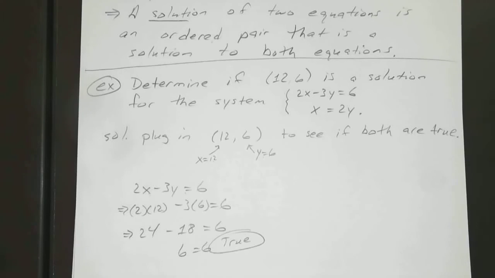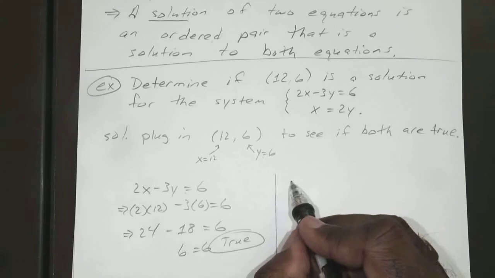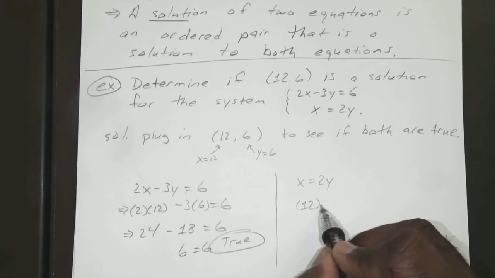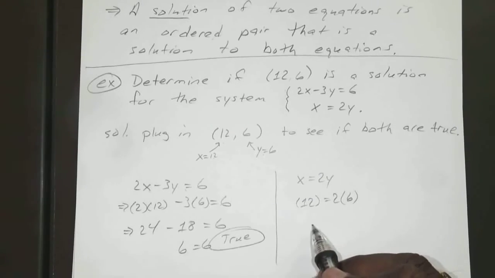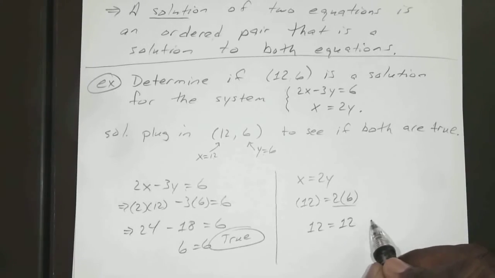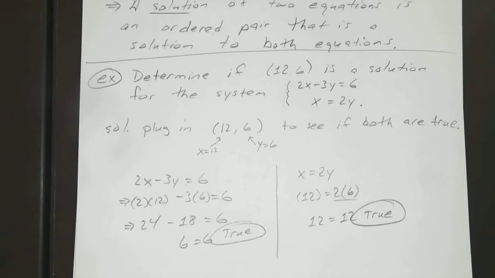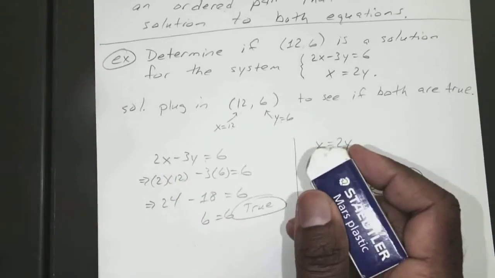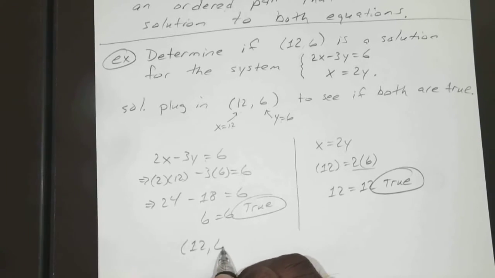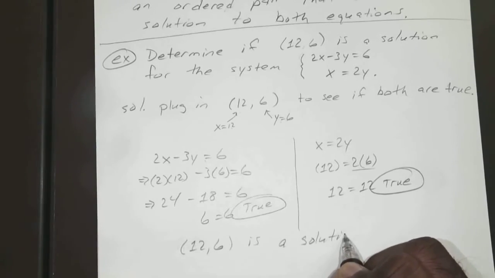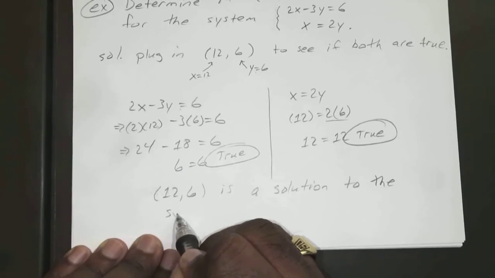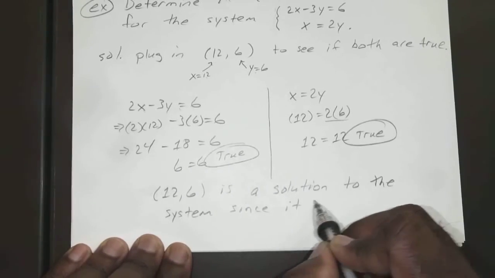So it's true for one. Now we plug it into the other one. We have x equals 2y. If we plug in x equals 12, 12 equals 2 times 6, which is 12. So this is true. Since it was true for both of them, we know that (12, 6) is a solution to the system, since it is true for both.